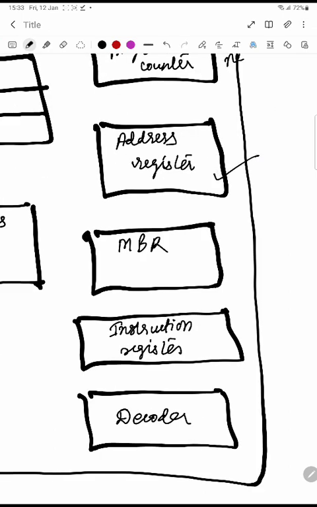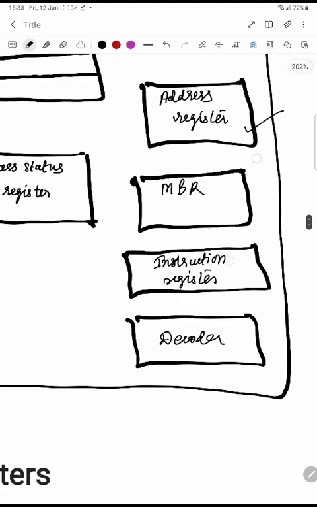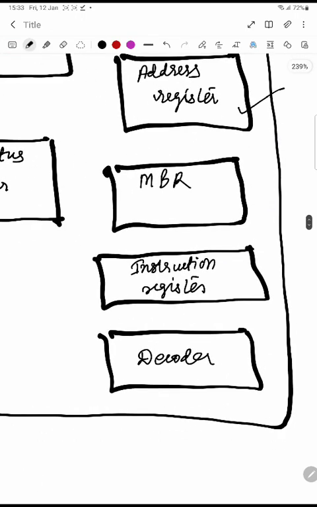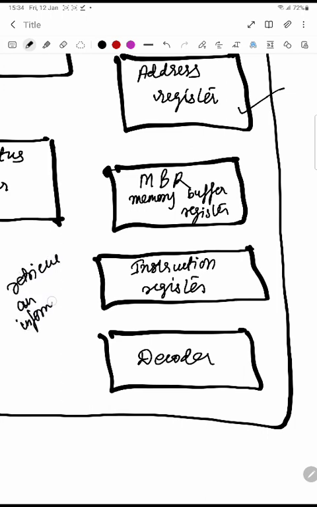Now next is address register, which stores the address of our instructions. Next one is MBR or memory buffer register. MBR is used when we want to retrieve an information from address or address register.